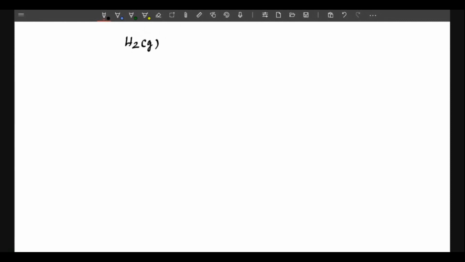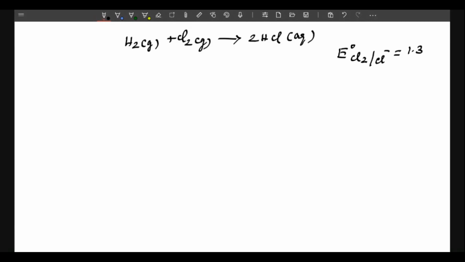H2 gas plus Cl2 gas giving 2H plus aqueous, and calculate the equilibrium constant. Calculate the equilibrium constant for the reaction, given this electrode potential, E naught Cl2 bar Cl minus equal to 1.36 volt.